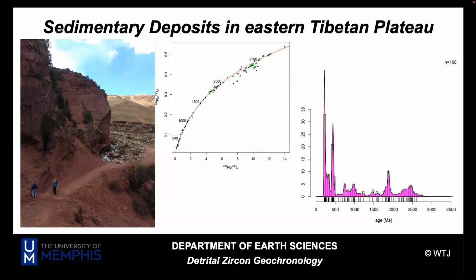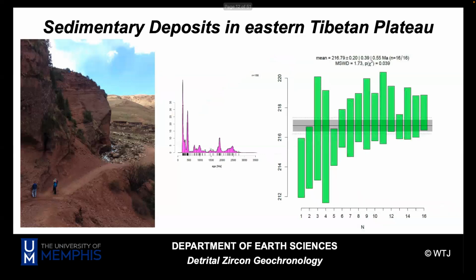Is that how you use that? And so here, what I've done is isolate a subpopulation of grains on the youngest peak right here. And I've treated those grains here, we've got 16, and we take a weighted mean average. And that weighted mean average gives us that maximum age for that sandstone unit.